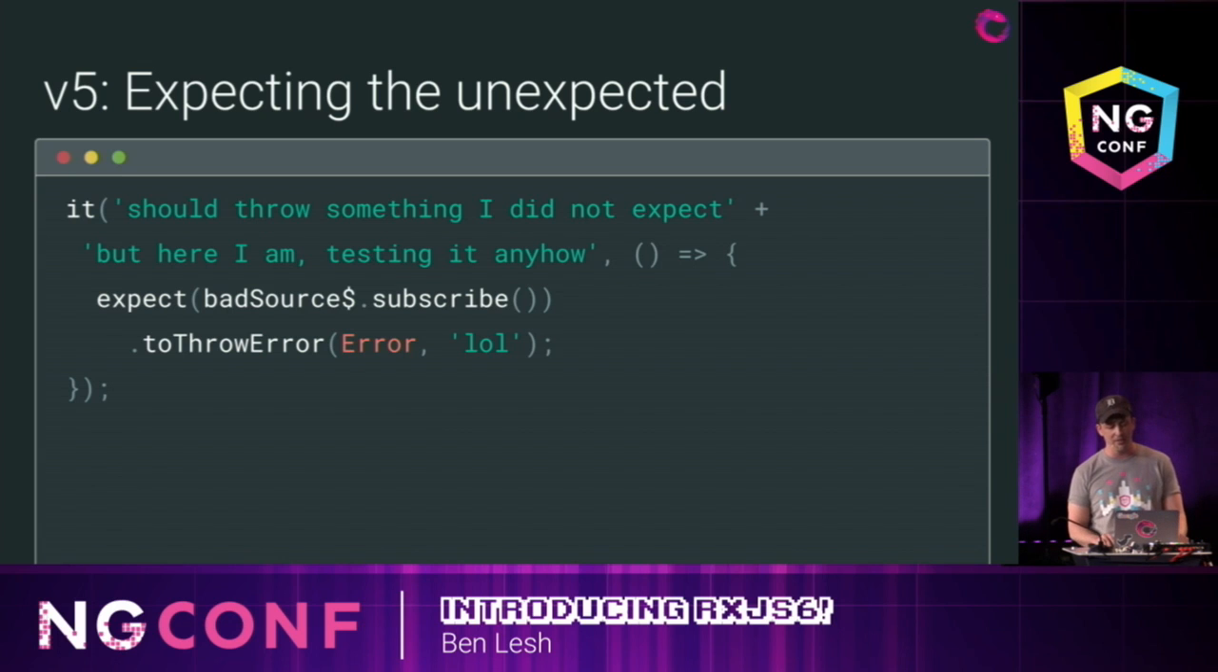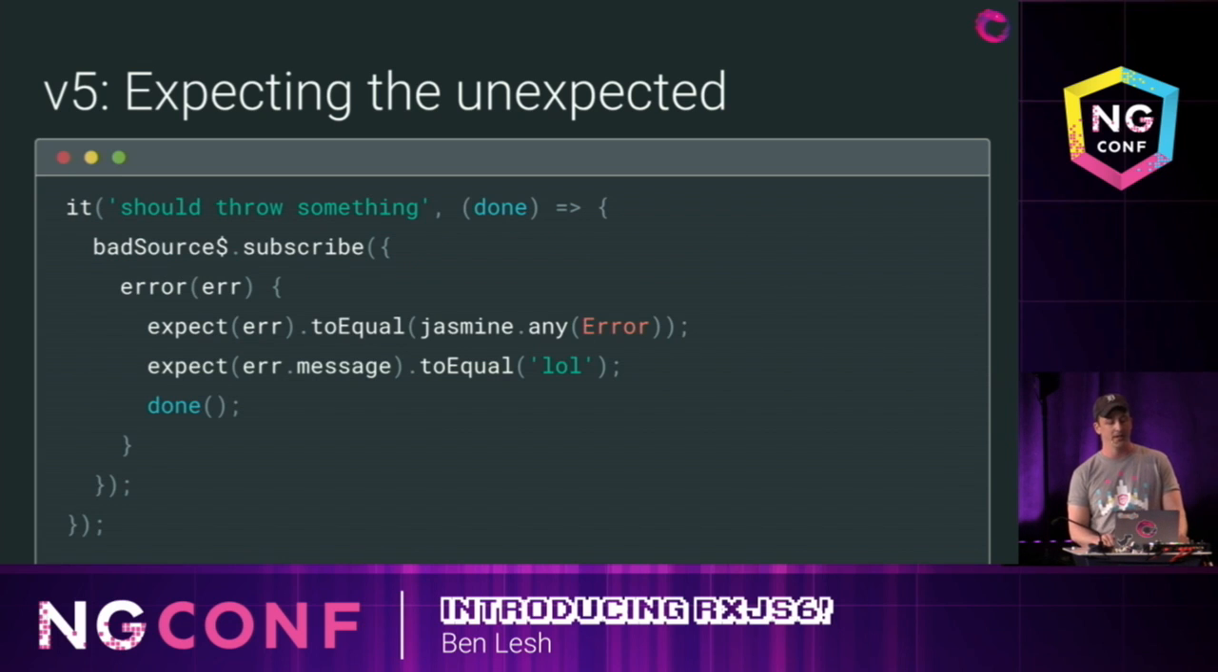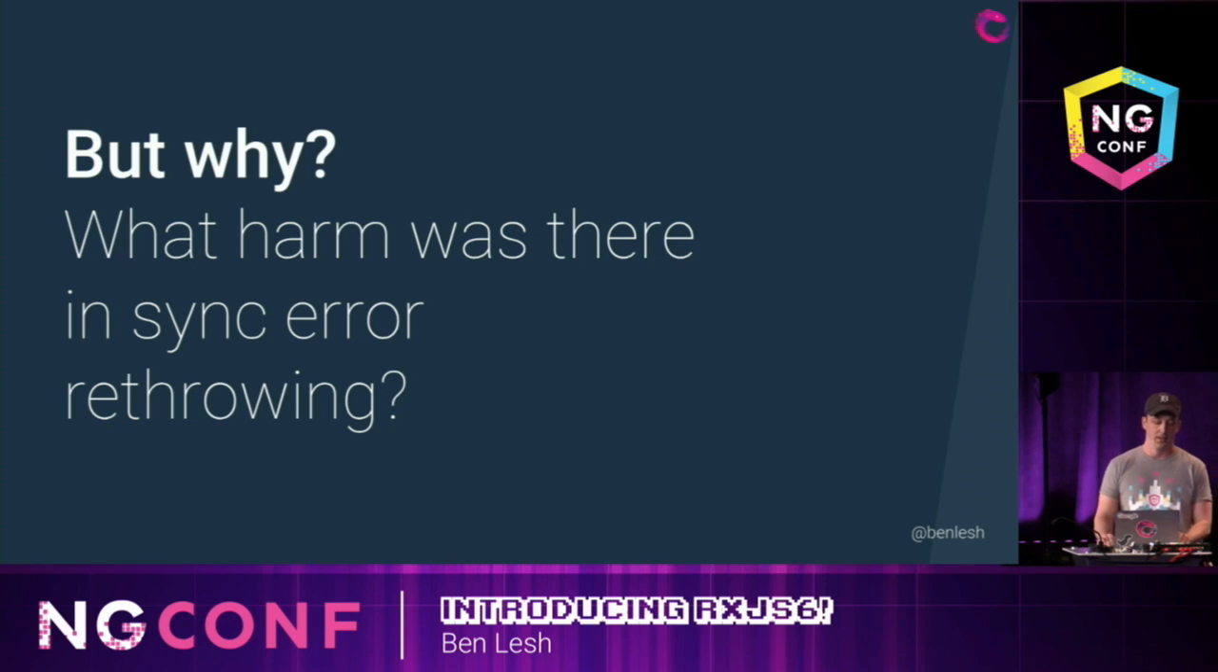So to refactor this, what you would end up having to do is here I'm just passing in an observer that has an error method on it, so it's a little bit more explicit, a little bit easier to read. And then I'm testing some expectations against my error object that I've got, and I'm calling done. I'm actually making it an asynchronous test. So now it'll even cover situations where bad source might be asynchronous. So this is a little bit better to do, and it'll work in 6.